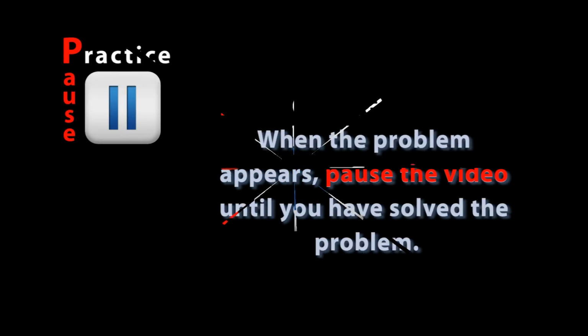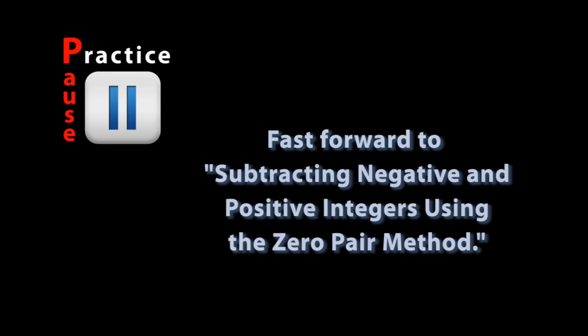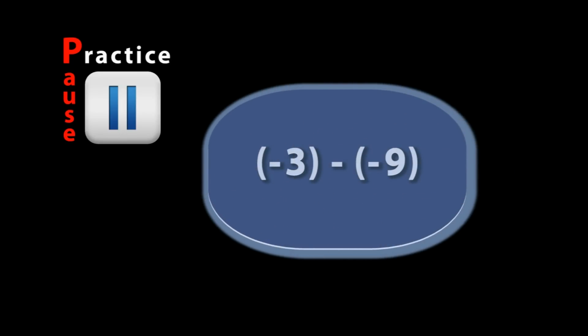For this practice pause, use zero pairs to solve the problem -3 minus -9. As before, when the problem appears, press pause until you've solved it. Then press play and we will check your answer together. If you do not wish to practice, press fast forward to the next section of the video, subtracting negative and positive integers using the zero pair method. Ready? Here's your practice problem. Negative 3 minus negative 9.